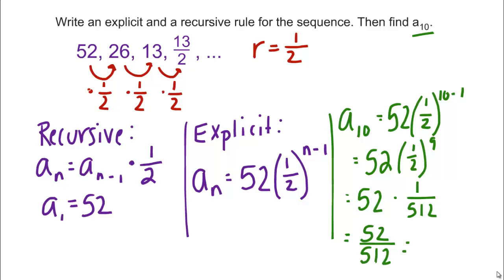If you want to reduce that, I think that reduces to 13/128ths. That should make sense that our denominator is 128. That's a power of 2, because you were always multiplying by 2, multiplying by a half, multiplying by a half, multiplying by a half. So that should make sense. All we did there was plug in 10 and simplify.